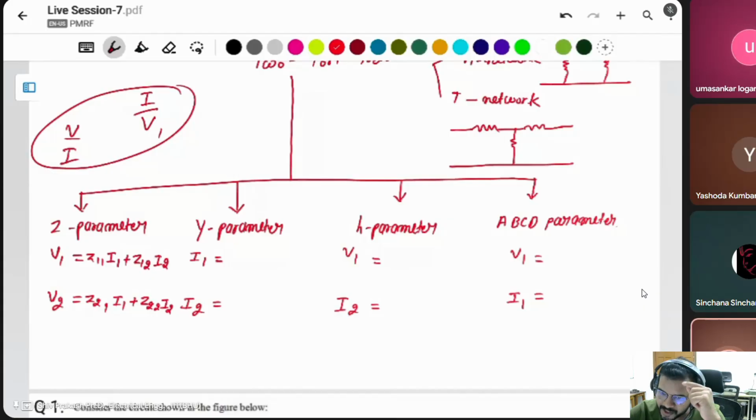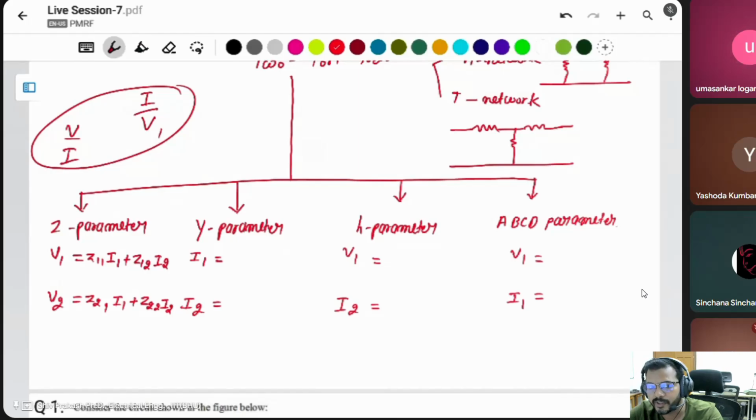Sir, wait. What is the H parameter? You have mentioned V1, I2, and ABCD about V2, I1. No, actually the ABCD parameter is modeled with V1 and I1 as the transmission parameter, for a line transmitting from the primary end to the secondary side.